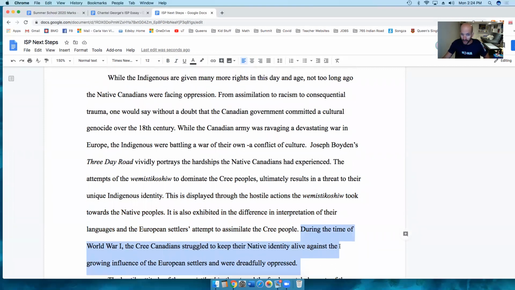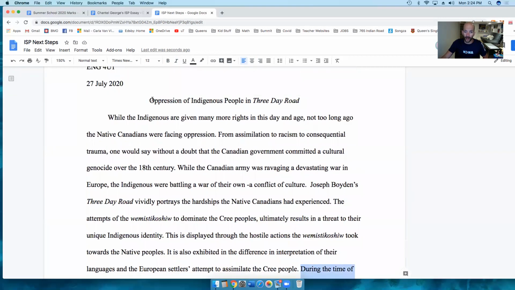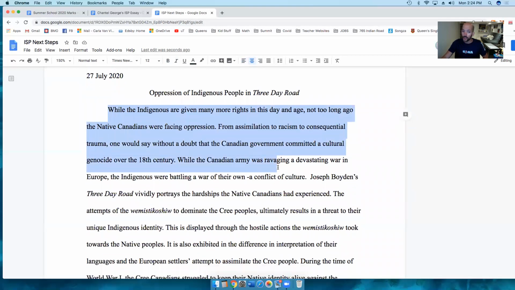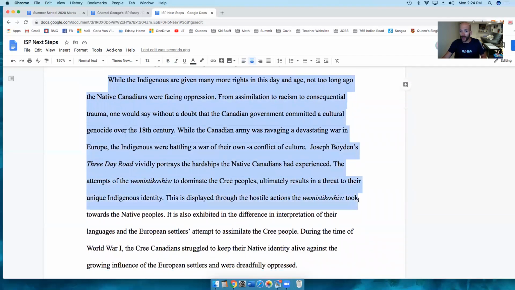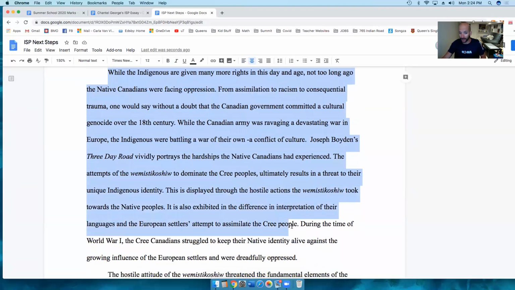Okay, so an introduction moves from broad oppression to oppression of natives in general, to oppression of natives in Three Day Road, to the 3 ways that oppression is shown in Three Day Road, to what I want to argue about that oppression. So we move from broad, big picture, to the book, to the specifics of the book, to what I'm going to argue. It's this inverted pyramid. Okay? I would encourage you to ask yourself this question.